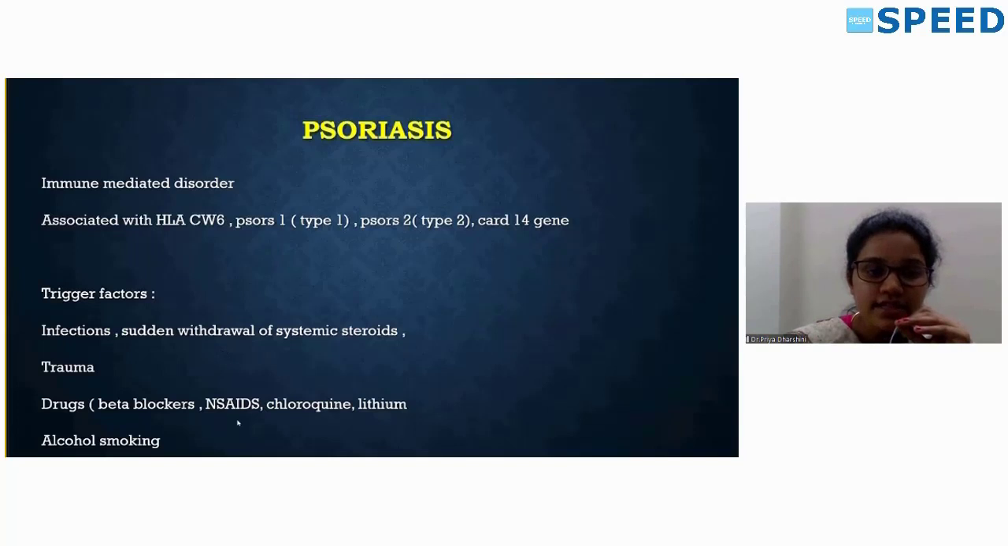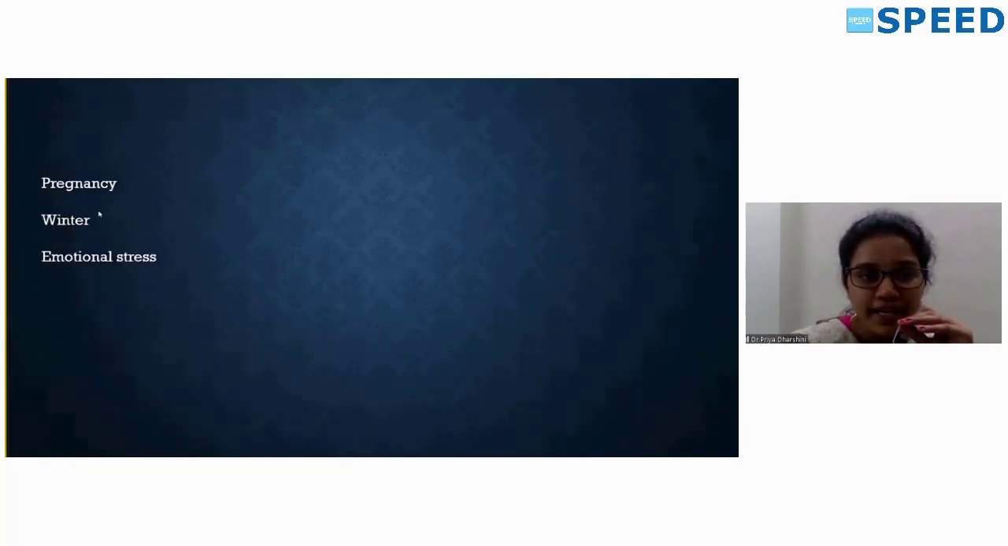And next is drugs. The drugs most commonly associated with psoriasis are beta blockers, NSAIDs, chloroquine, and lithium. Alcohol and smoking are among the main trigger factors associated with psoriasis. Other trigger factors are pregnancy. Usually in pregnancy, 60% of people will have betterment in psoriasis, they will clear out, and 40% will have worsening. And winter season is a main exacerbating factor, and emotional stress is also a main exacerbating and trigger factor for psoriasis.